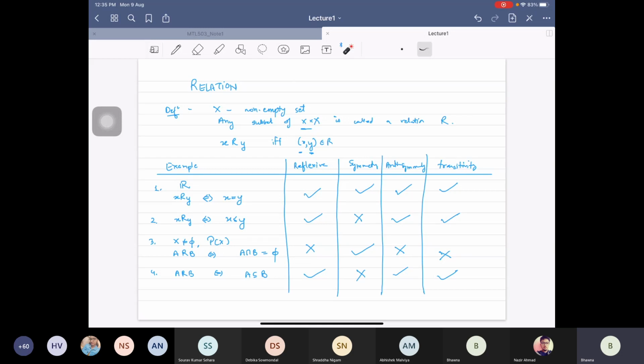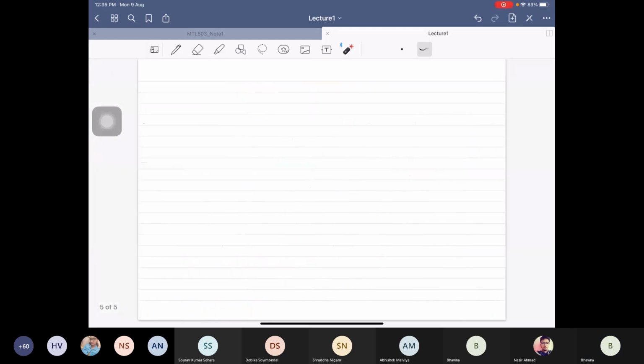We will say that two elements are comparable if either x is related to y or y is related to x. In the particular case when a relation is a partial order, it is convenient to write that relation as less than or equal to. It is a notation. We say that x is less than or equal to y if x and y are related, and that satisfies reflexivity, antisymmetry, and transitivity.